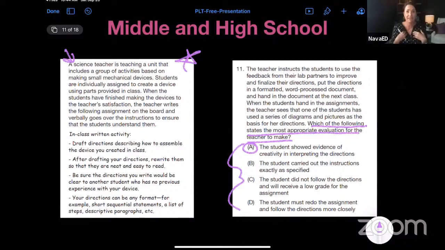I study tests for a living. I'm like a testing nerd. I cannot tell you how many times on every test, there's this giant scenario they want you to read, and you don't even have to read it. Let's go to the answer choices here.